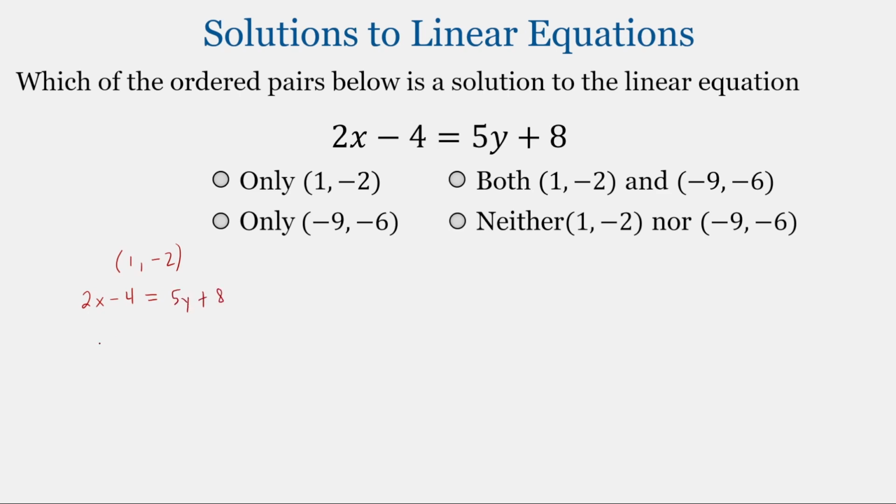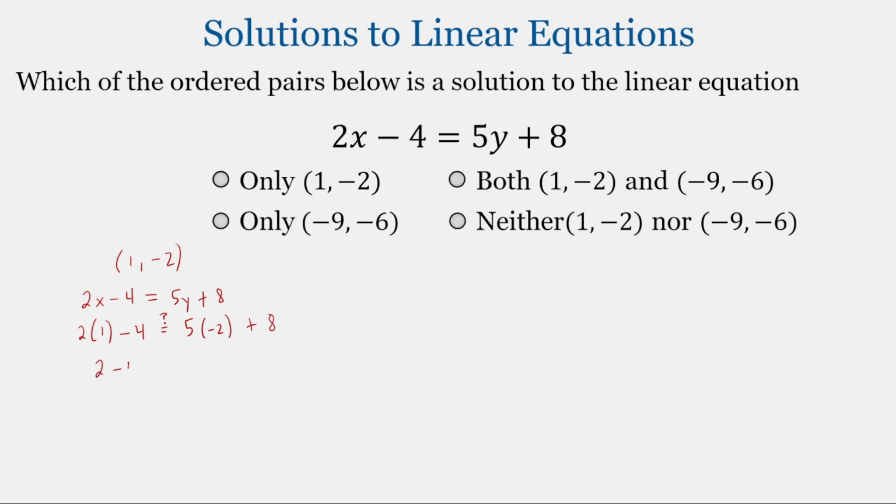This gives us 2 times 1 minus 4 equal to 5 times negative 2 plus 8. And we need to determine if this is a true statement. We're not sure if those are equal.